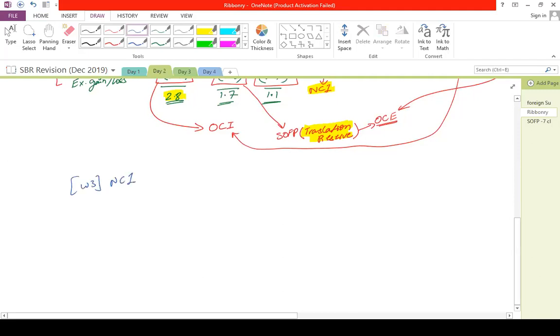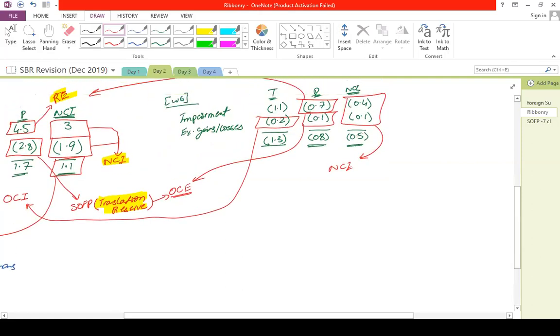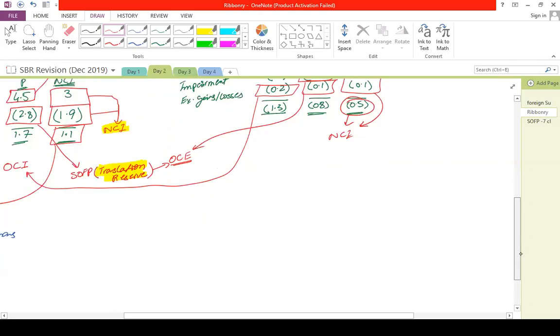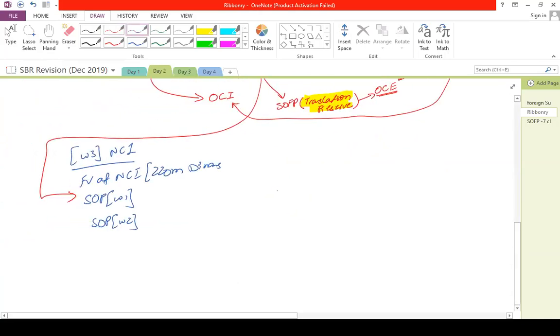So the NCI will start from the fair value of NCI, which we assume to be 220 million dinars. And then we should be adding the share of profit from working 1 and the share of profit from working 2. Or we can even take from working 5 and 6. So this is 1.1. That should go over here. And this 0.5 should also be taken to the NCI. So positive 1.1 and negative 0.5 is the share of profit.